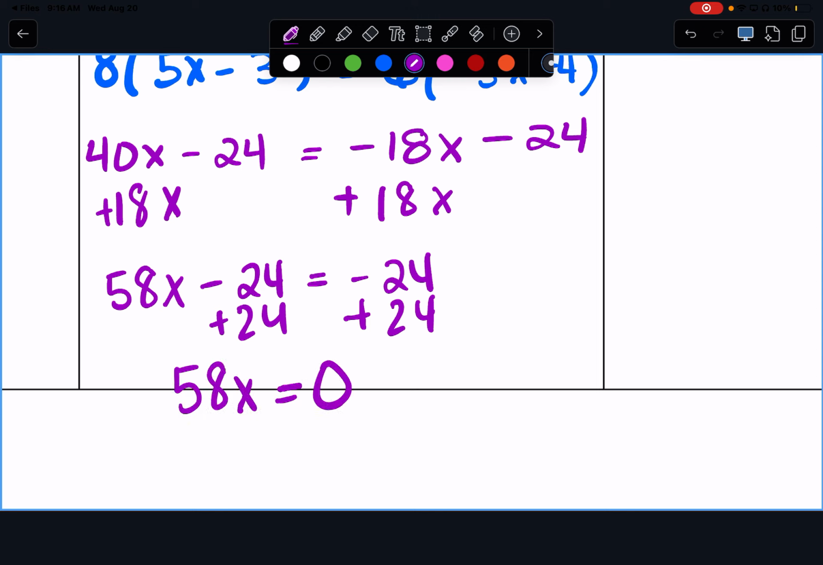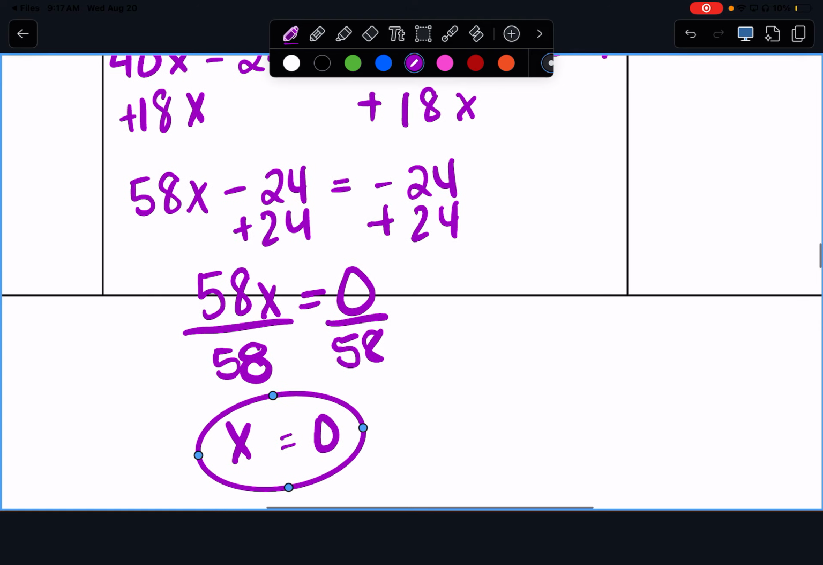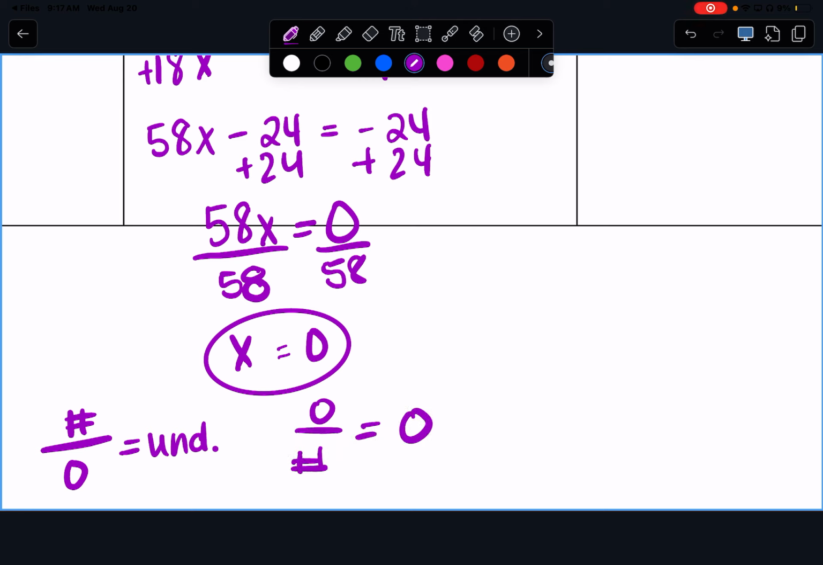How do I undo 58 times x? Divide. So divide both sides by 58. So we get x is equal to, what is 0 divided by 58? All right, that is our answer, okay? While we are on this question, remember, a number divided by 0 does not work, right? That gives us undefined. But we can do 0 divided by a number. That is perfectly fine. That will give us 0 every time, okay? Remember the distinction between the two, because that will come up a lot.